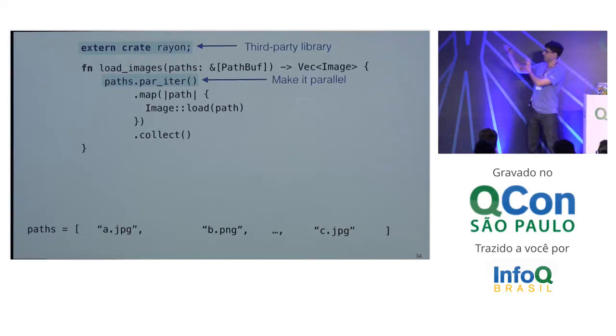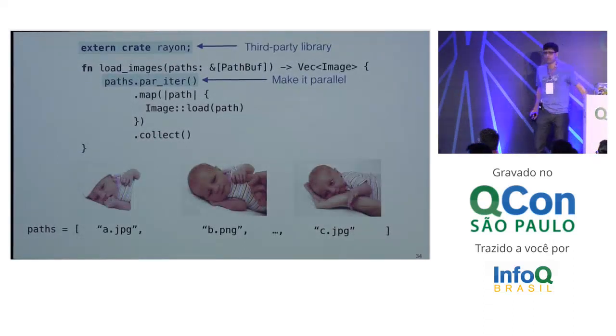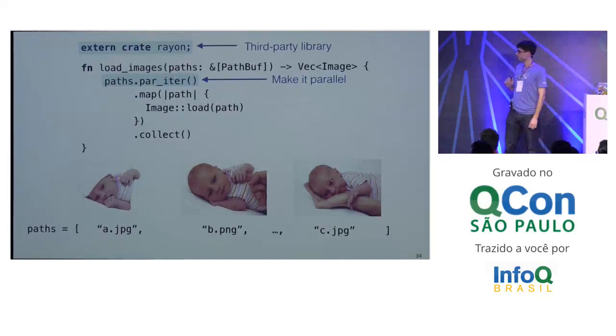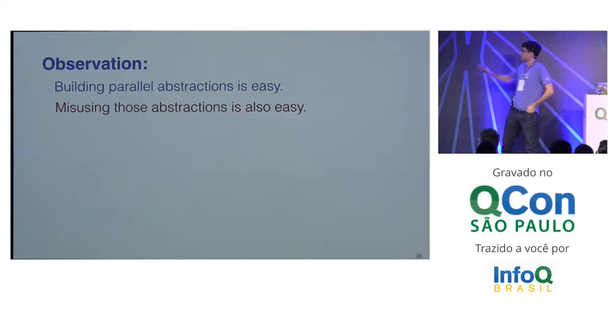And everything is the same, but I changed the first line. And now, when we call collect, they're all going to load in parallel with one another, right? So this is cool. And you have similar libraries in many languages. This comes back to my observation. Building that runtime, building that library isn't actually that hard. But what's kind of hard is preventing you from screwing it up.